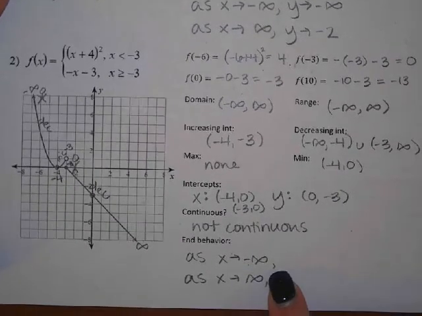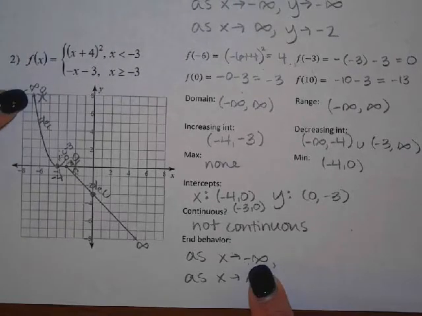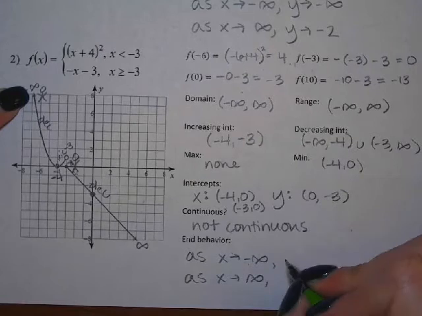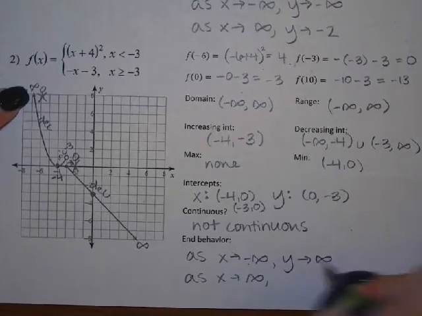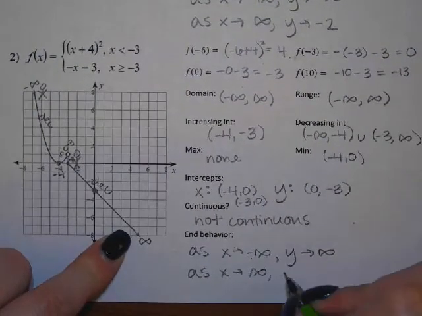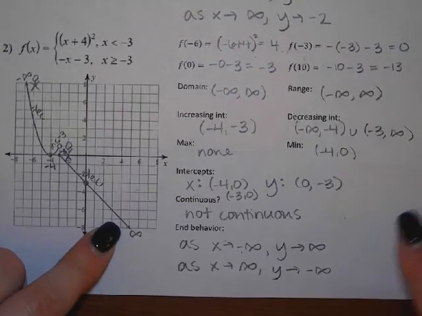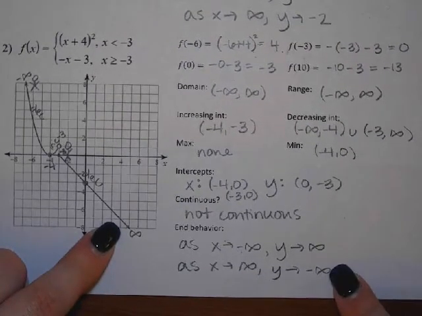All right. So as we look at the left arrow, what is it doing? What is the left arrow doing? It's going up. Left arrow goes up. The right arrow goes down. Okay. Left arrow goes up, right arrow goes down.